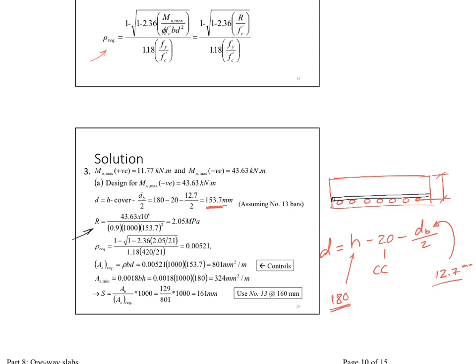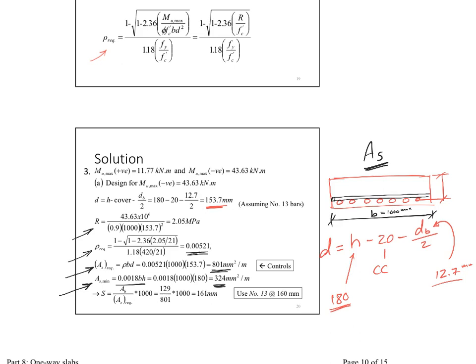I find my R, I find my rho required equals 0.00521. And then my AS, which is rho BD, will be equal to 801 for every meter. Remember this, my area steel is found per meter because I'm working per meter, right? So compare this to the AS minimum. AS minimum is 0.0018 BH. I got 324. Then my rho required controls.